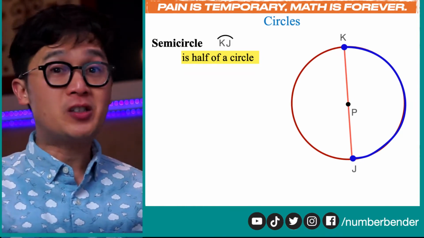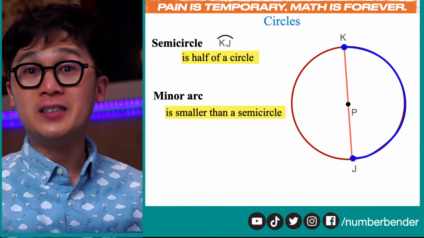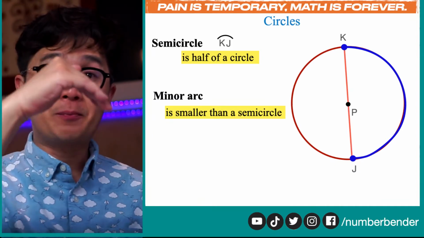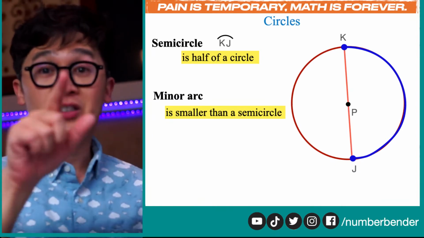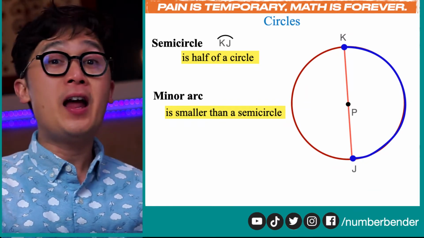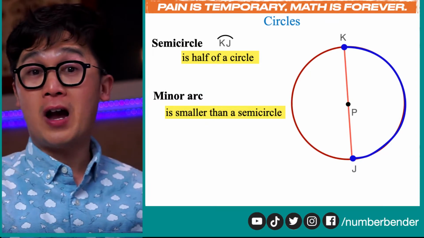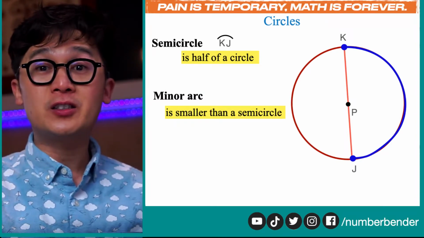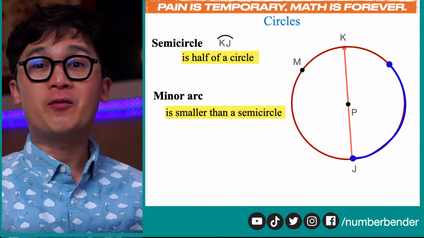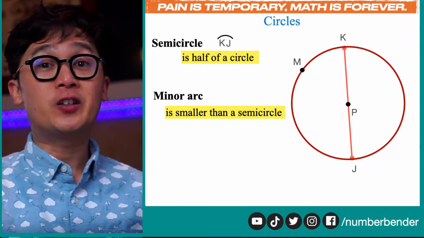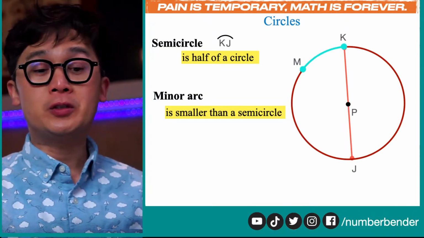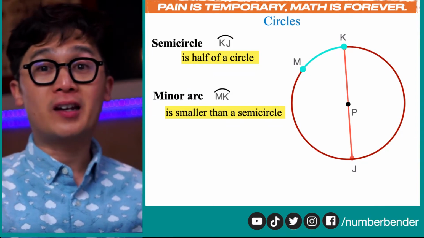And if we have a semicircle, we have the minor arc, since we are working with the arcs of the circle, which is basically the curvature of our circle. The minor arc is defined as an arc that is smaller than the semicircle. So how are we going to illustrate a minor arc? Let's introduce another point, which is point M. So point M, if we get rid of this semicircle and connect point M and point K, we'll be able to produce our minor arc MK.